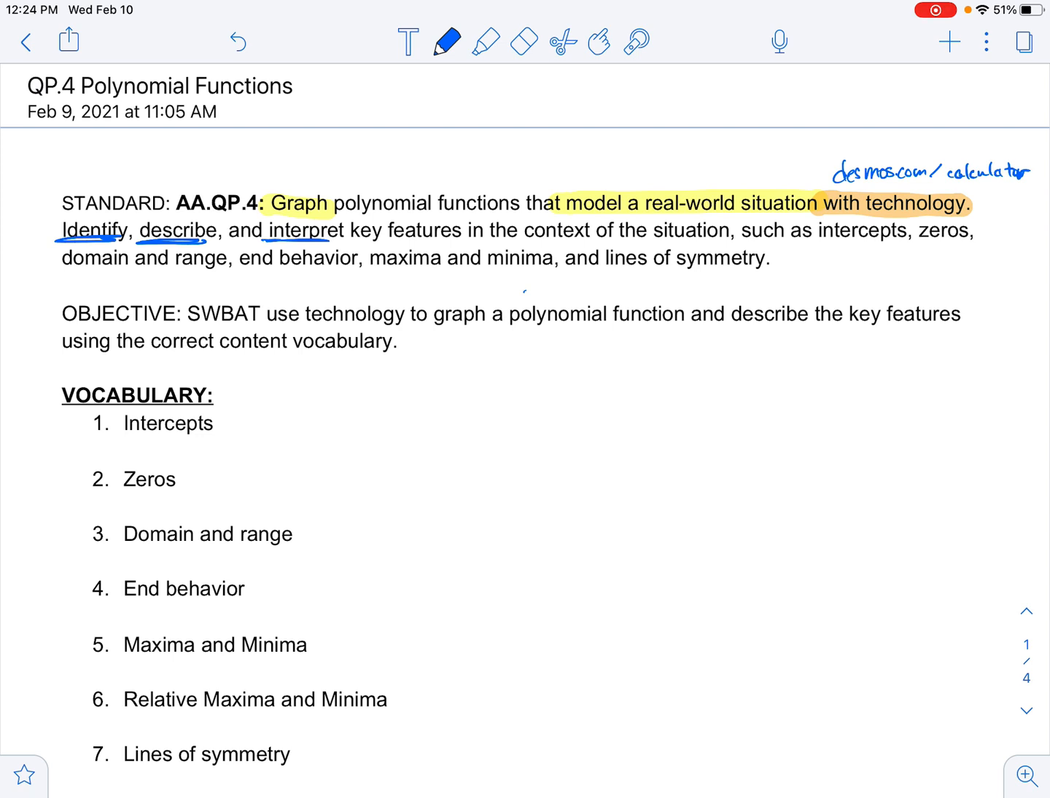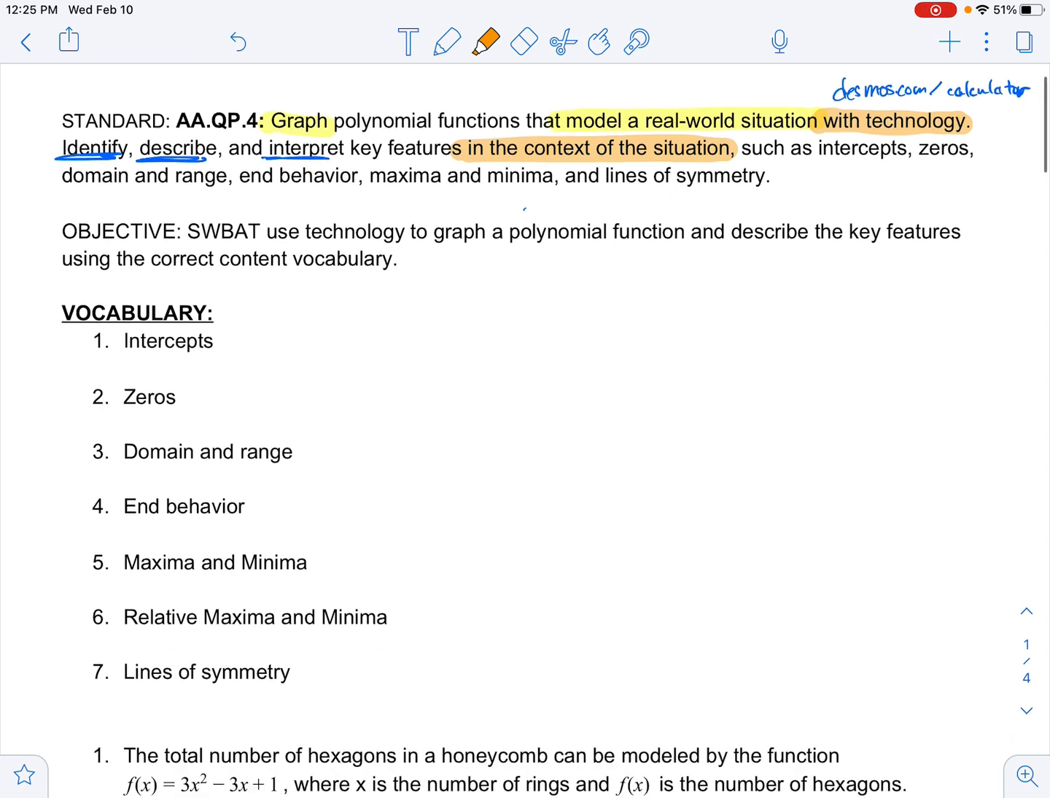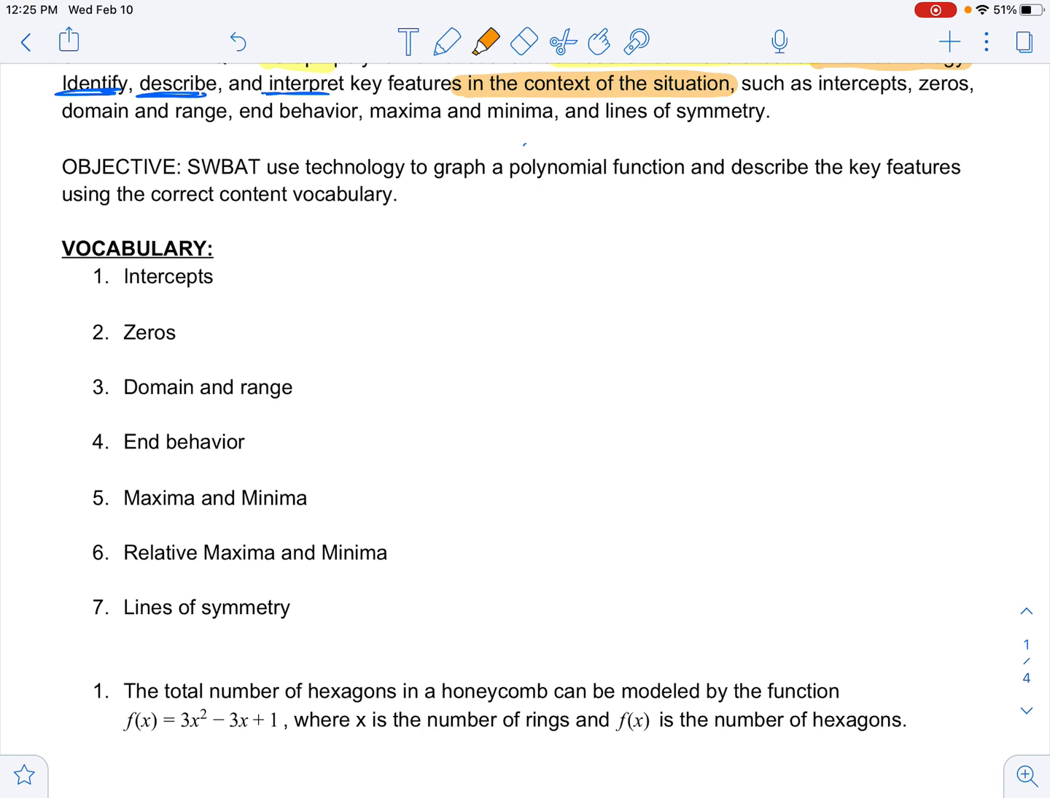But the hard part is going to be in the context of the situation. And we're going to look at things such as intercepts, zeros, domain, range, end behavior, maxima, minima, and lines of symmetry.